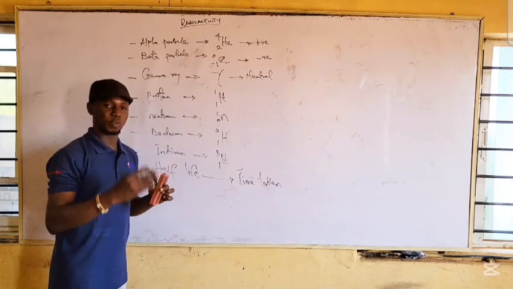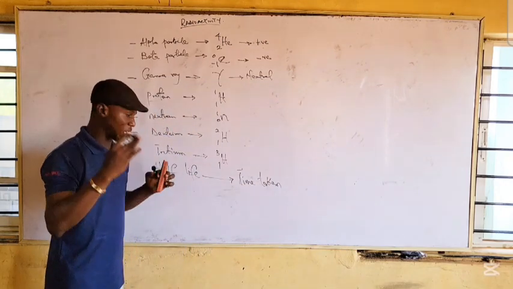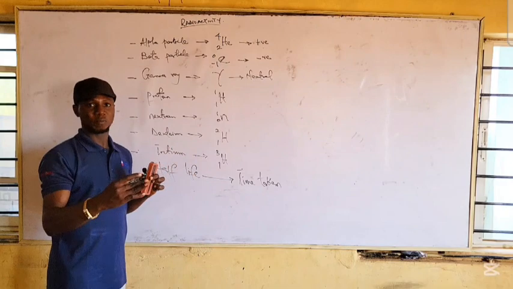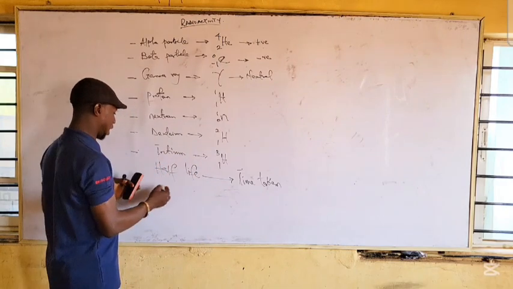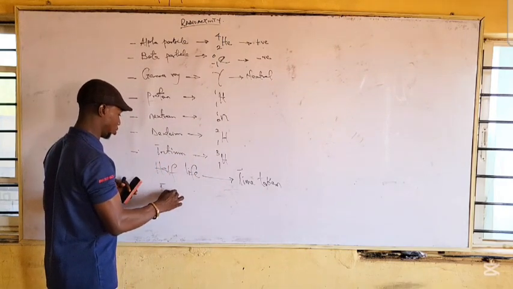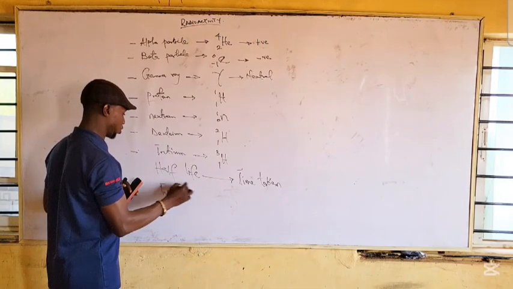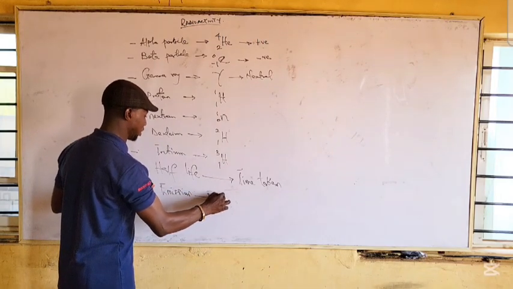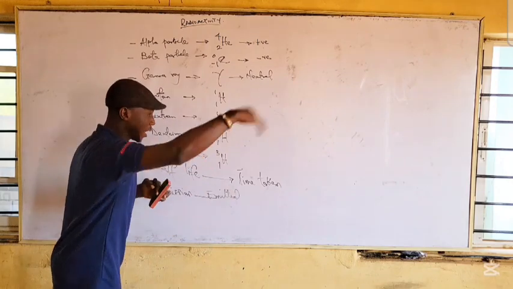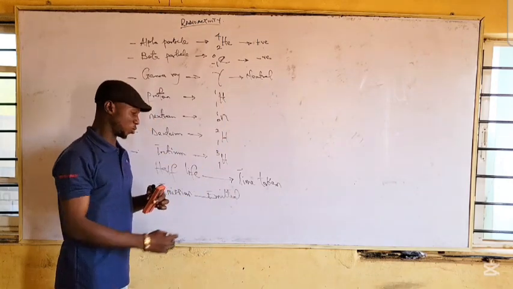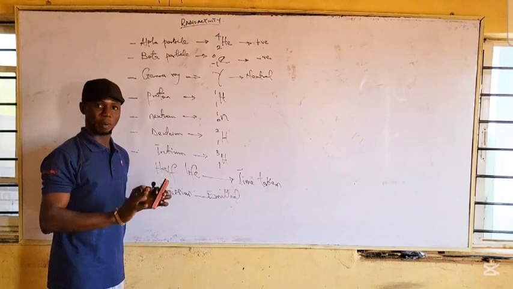Time taken for half of a radioactive substance to decay. That is what we call half-life. Now, we have another term like emission. Emission is just from the word emitted, when something is liberated or emitted. So that is what emission means. We'll still come back to these terms properly later.